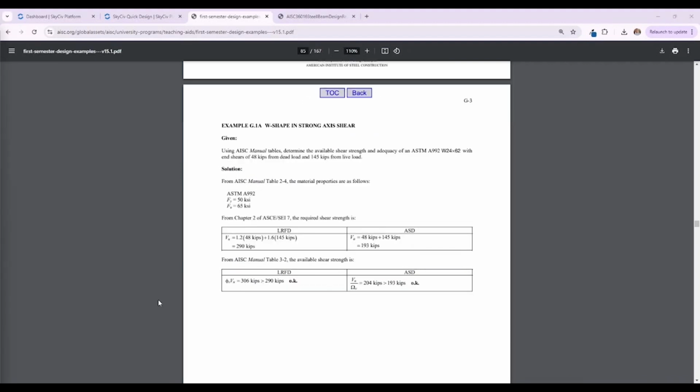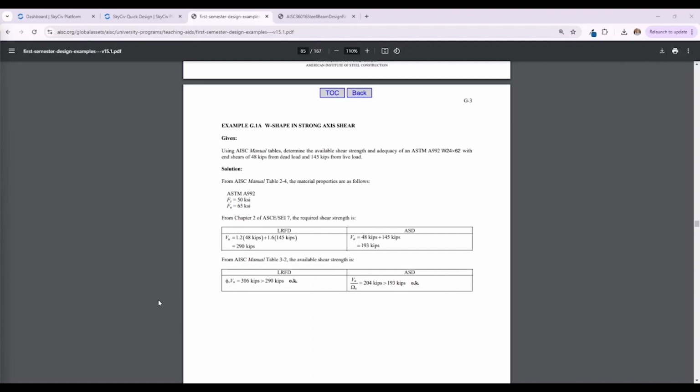So example G.1a, W-shape in strong axis shear. Given using AISC manual tables, determine the available shear strength and adequacy of an ASTM A992 W24x62 with end shears of 48 kips from dead load and 145 kips from live load.